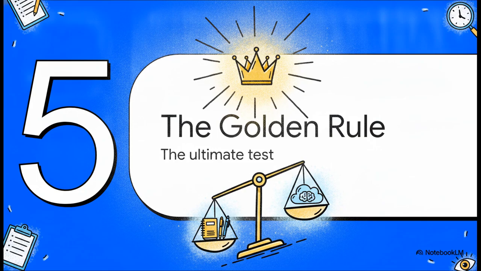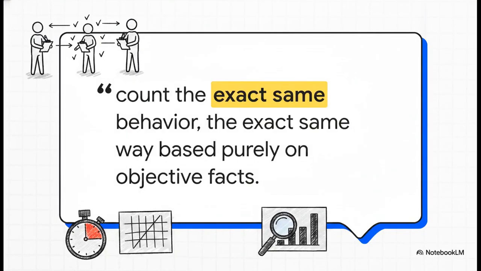And that brings us to Section 5, the Golden Rule, the ultimate test for your classroom data. Every single one of these tools and all of these mindset shifts we've talked about lead us directly to the absolute most critical standard of classroom documentation, the Golden Rule. This rule dictates that if two independent observers witness an event in your classroom, they must be able to count the exact same behavior in the exact same way, relying strictly on objective facts. So if your principal walked into your room and a paraprofessional was already standing there, they should both be able to read your behavior definition and tally the exact same number of incidents. There is zero room for interpretation.